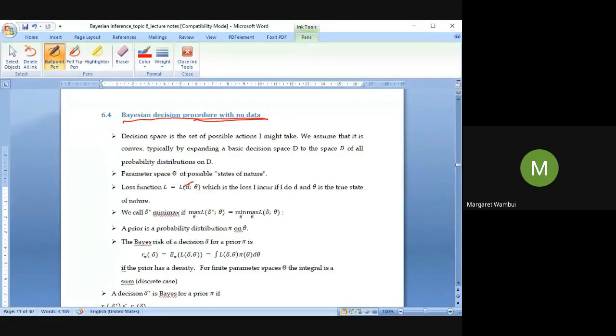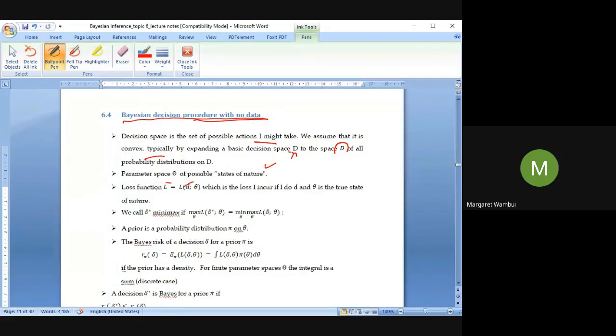So decision space is the set of all possible actions I might take. We assume that it is convex, typically by expanding a basic decision space D to the space D, the capital D of all probability distributions on the decision space. The parameter space, the capital Theta of possible states of nature, is the one that you are referring to. So this is what you'll be working on.